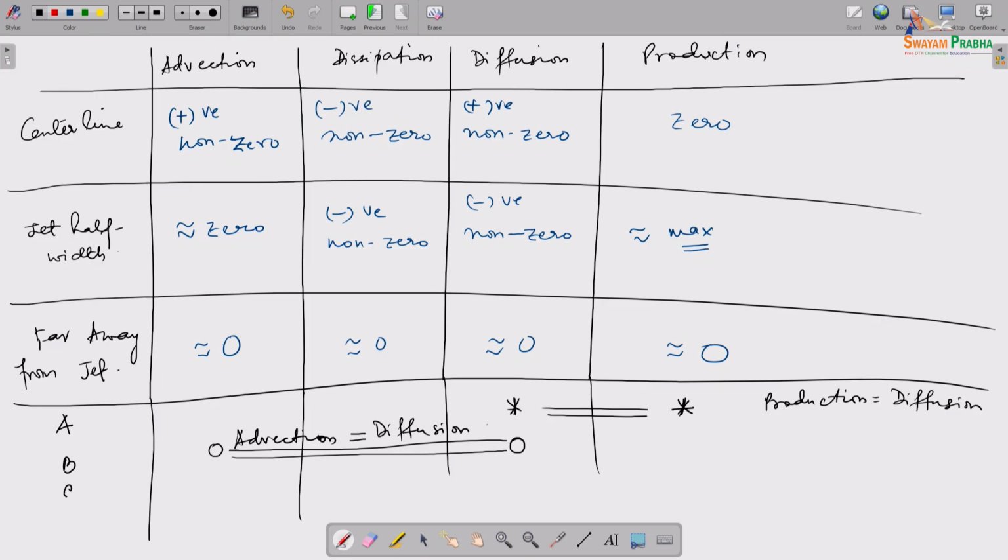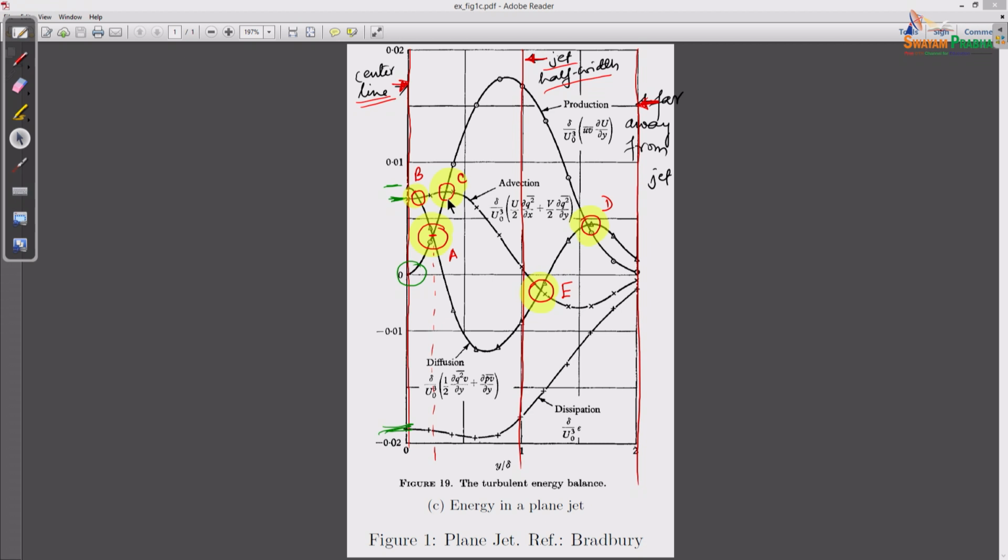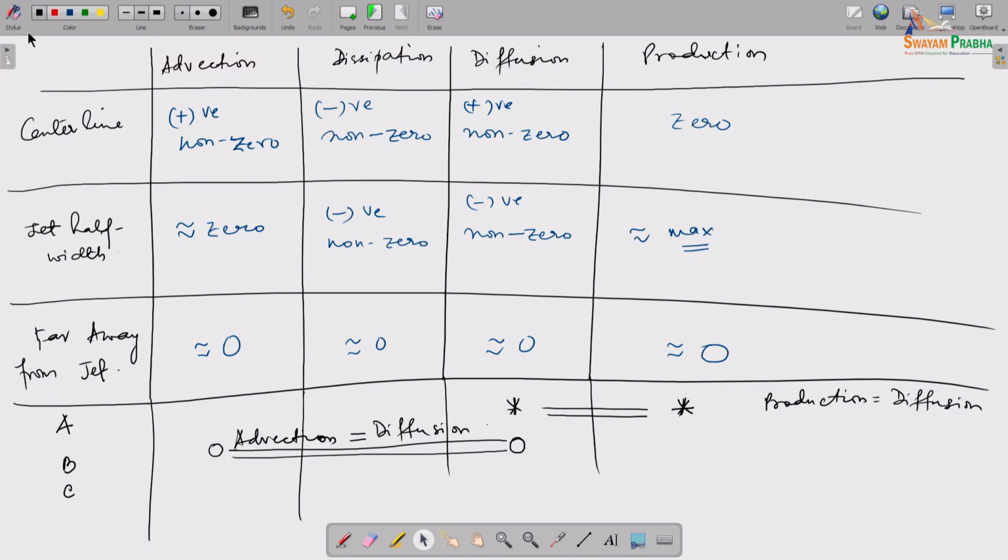Then we look at C, right? C is the point where, if you see, this is production. So production is the same as advection. It's interesting, let us see. So at C we have the advection the same as production.